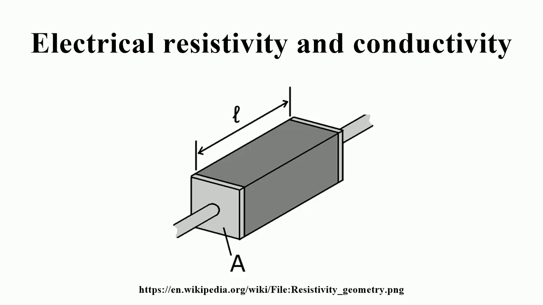Conductivity is the inverse. For example, rubber is a material with large ρ and small sigma, because even a very large electric field in rubber makes almost no current flow through it. On the other hand, copper is a material with small ρ and large sigma, because even a small electric field pulls a lot of current through it.